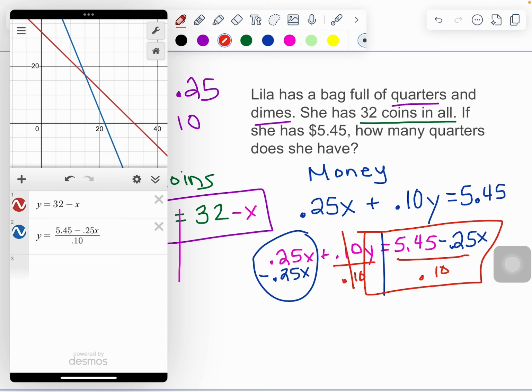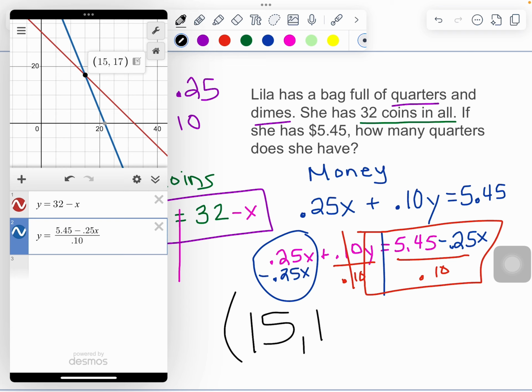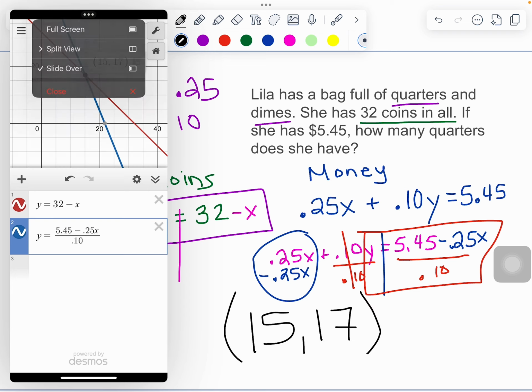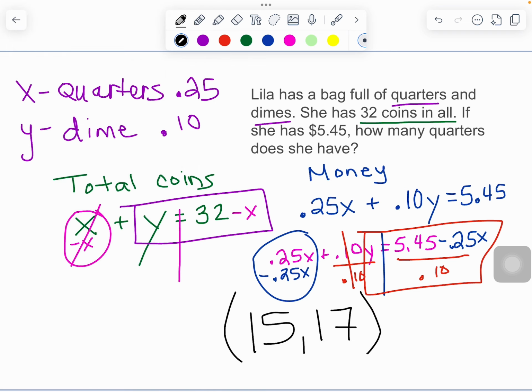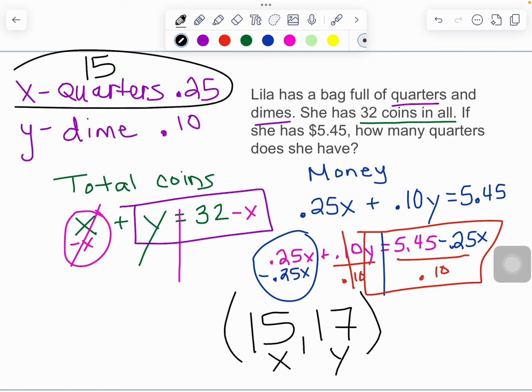And we need to make sure that we can see it, so we'll have to zoom until we see it. And we're going to tap where they intersect. And I get the point 15, 17. So that's really giving us our answer. X, which is this 15 right here, and 17 is Y. So that means she has 15 quarters and she has 17 dimes.